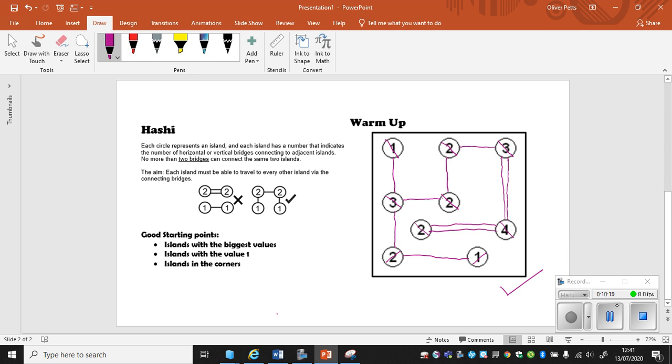So I have now completed this Hashi puzzle. Have a go at the next one on your own.